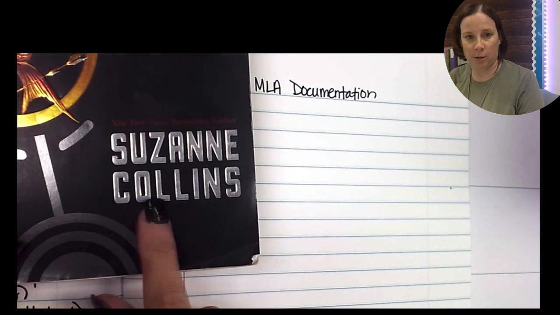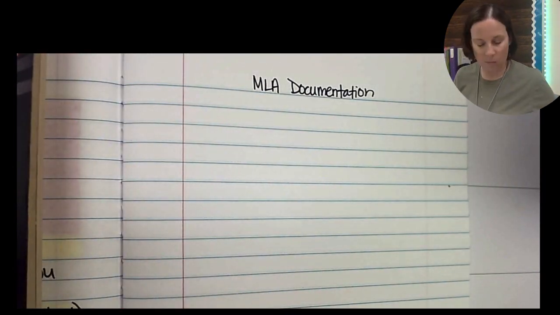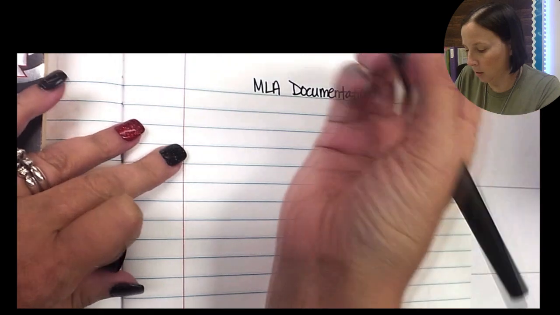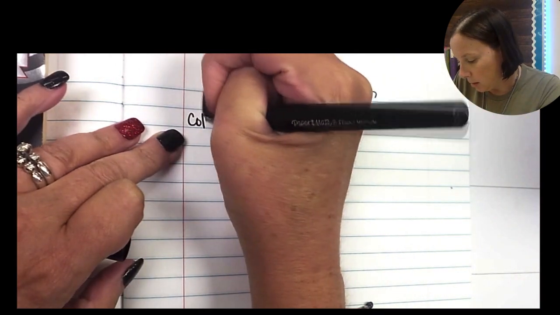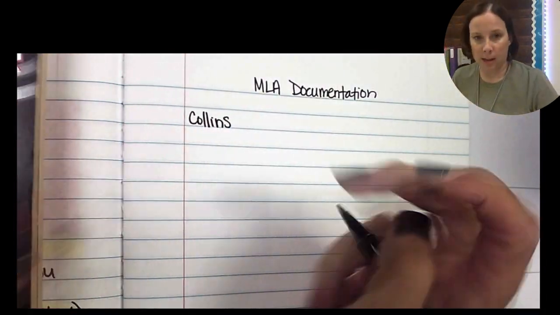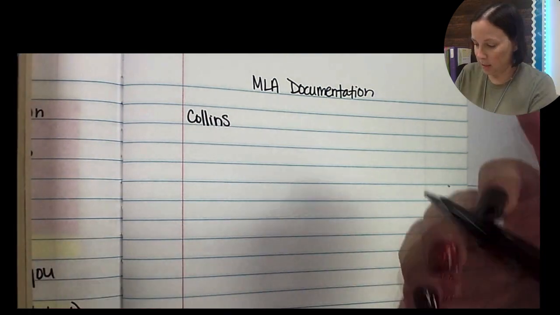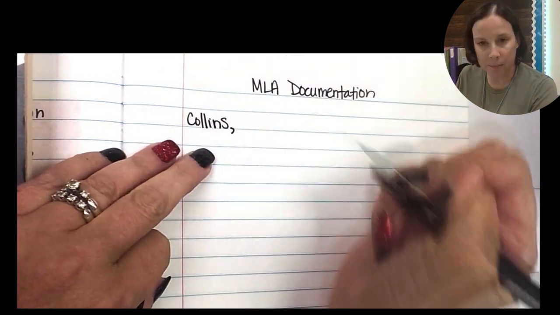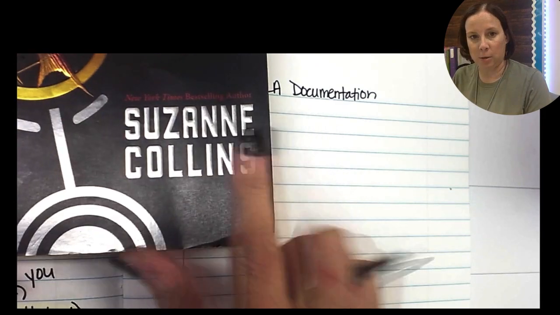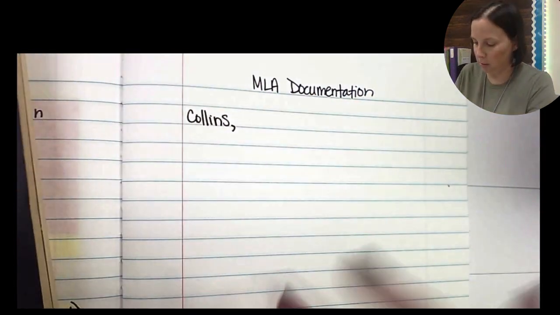I've got an author's last name is Collins. So over here, I'm going to write Collins. Okay, then if I look at my notes, it says after the last name, I have to put a comma. Okay, my author's first name is Suzanne, so I'm going to write that.